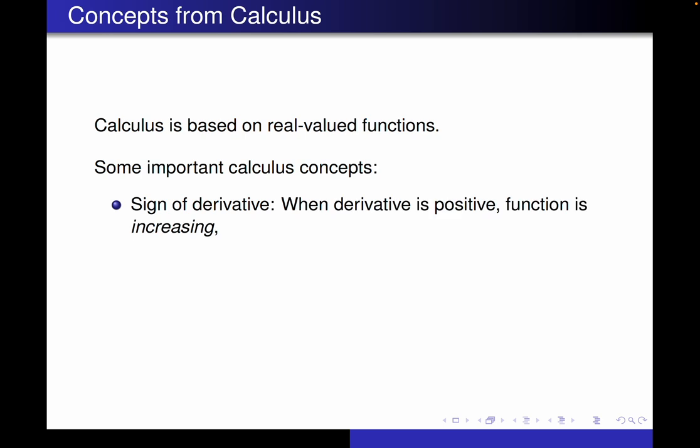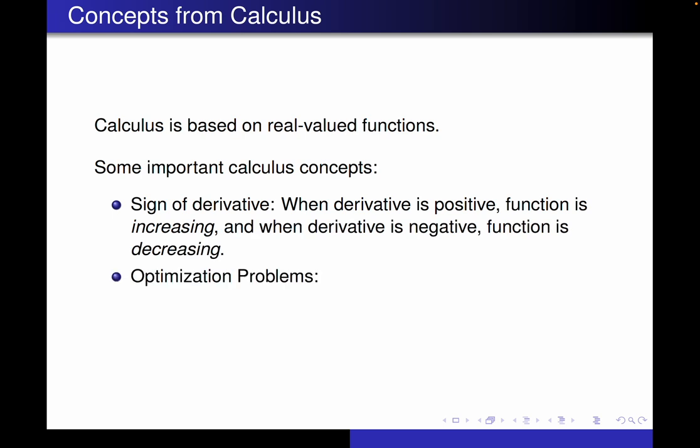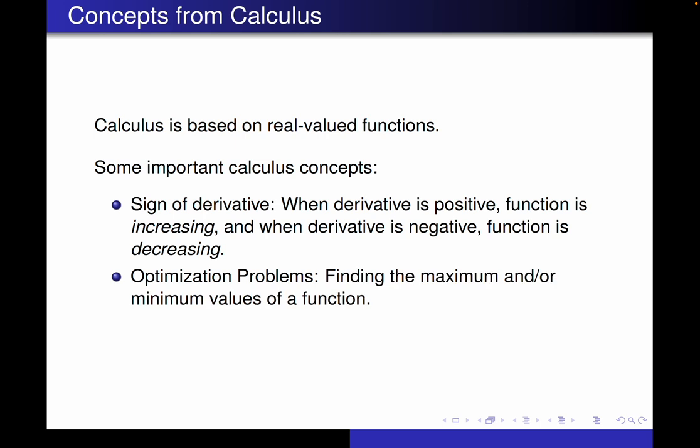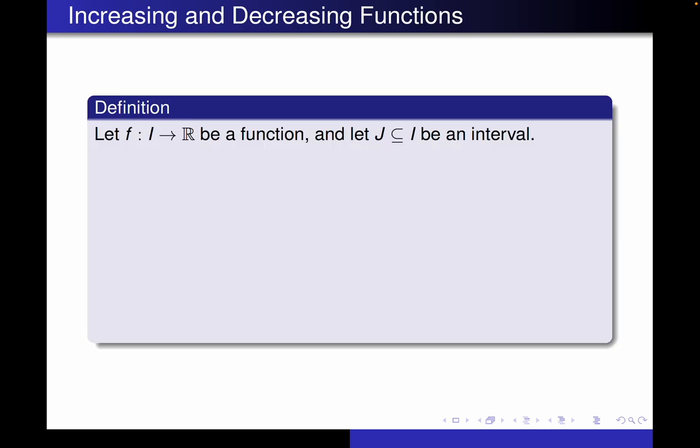When the derivative was positive, that told us when the graph was going uphill, and the function was called increasing. When the derivative is negative, the function is called decreasing. We had optimization problems where we tried to find the maximum or minimum values of the function. Those are things that we are going to just touch on towards the end of the semester, but we'll define some of the important concepts related to those here.